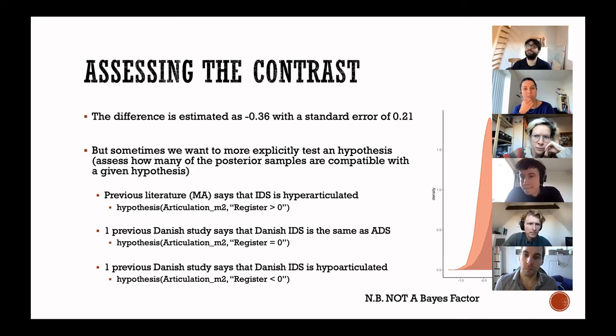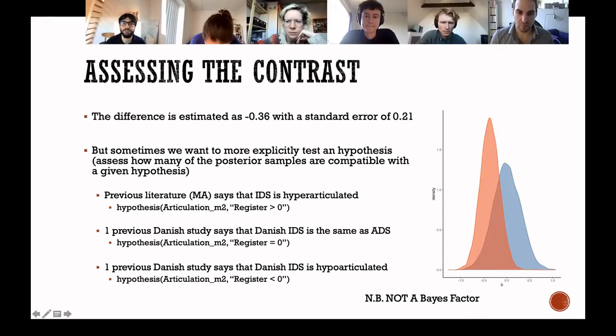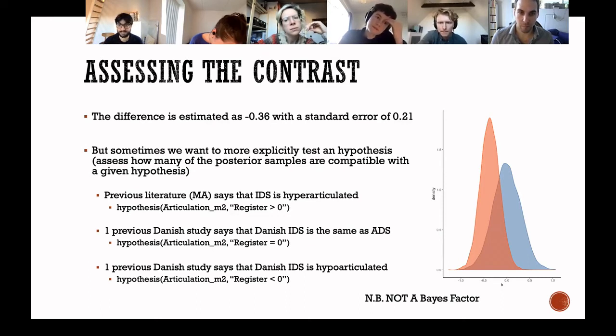And that estimate would be fine by me, but sometimes we want to explicitly test an hypothesis, right? To assess in a Bayesian framework, how many of the posterior samples are actually compatible with a given hypothesis. You can see that we have a distribution of the posterior that crosses 0, right? And we want to know what percentage of the probability mass actually crosses 0, or actually is negative, or actually is positive, according to the hypothesis that we're testing, right?